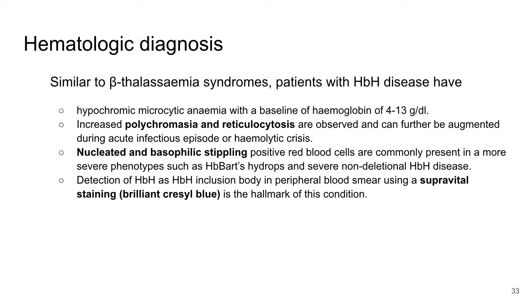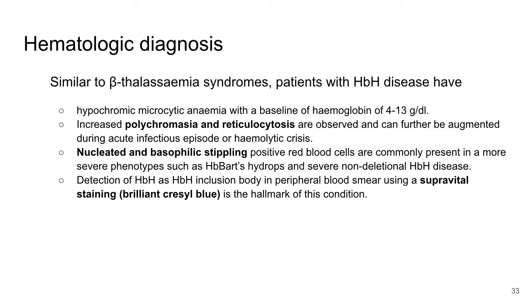Hematologic diagnosis of alpha thalassemia. Similar to beta thalassemia syndromes, patients with hemoglobin H disease have hypochromic microcytic anemia with a baseline hemoglobin of 4 to 13 gram per dl. Increased polychromasia and reticulocytosis are observed and can further be augmented during acute infectious episodes or hemolytic crisis. Nucleated and basophilic stippling positive red cells are commonly present in a more severe phenotype such as hemoglobin Barts hydrops and severe non-deletional H disease.